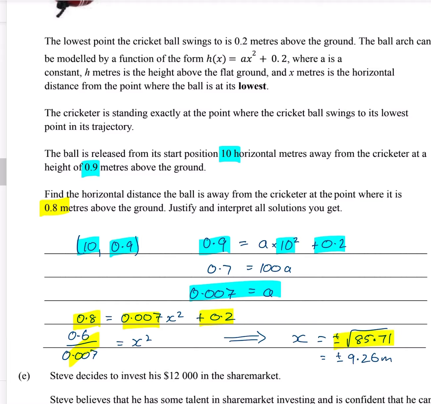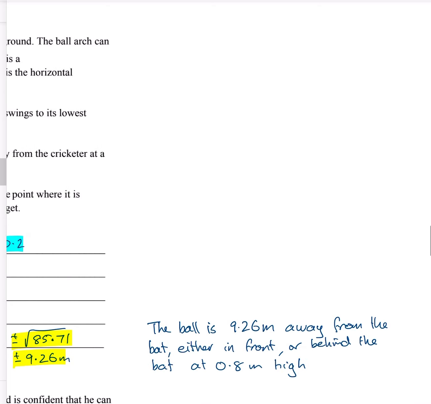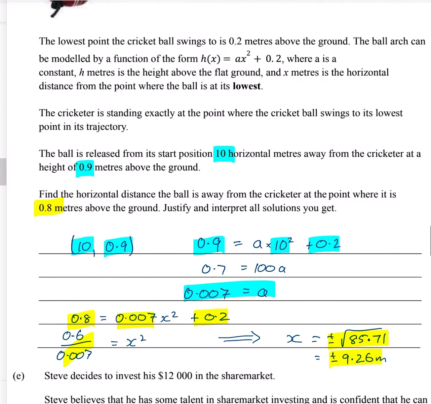Find the square root. Now there are two answers here, plus or minus. Remember, when you get an x squared, there are two answers. So the ball is either 9.26 metres behind the cricketer or in front of the bat when it's 8.8 metres high. So that's interpreting it.